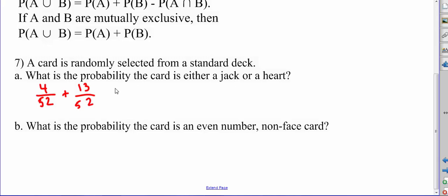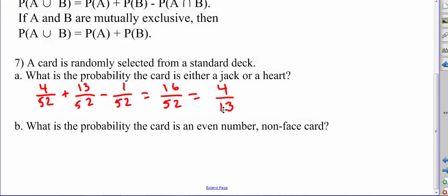The one thing we have to do is consider, though, in these 2 sets, I'm counting the jack of hearts, that single card, I'm counting it twice. So I have to go back and actually subtract 1/52. The jack of hearts still counts. It's still part of the desired outcome here, but it only counts once. We can't count it twice just because jack and heart each show.